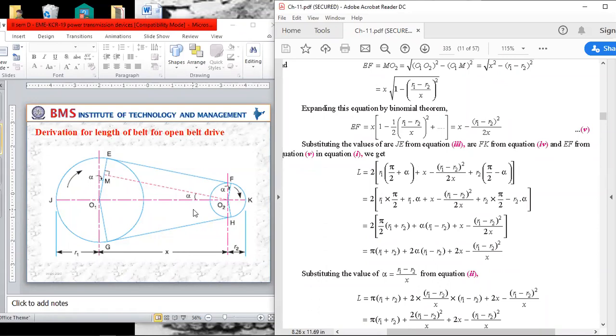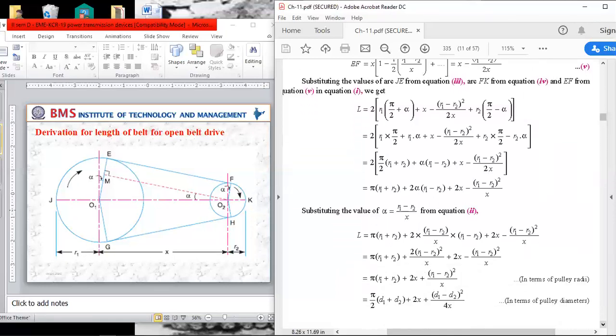So sin alpha is equal to O1M by O2M. So based on that, alpha will be replaced by using (r1 minus r2) by x, and then simplify this to get the length of the belt as L is equal to pi into (r1 plus r2) plus 2x plus (r1 minus r2) whole square by x. This is how you can find out the length of the belt in the case of open belt drive.